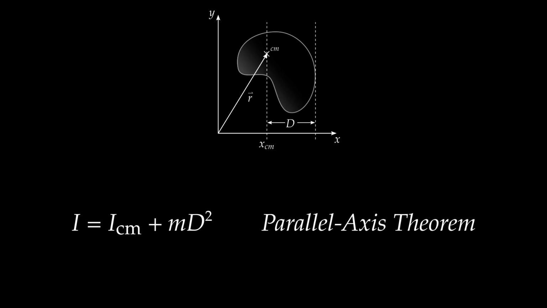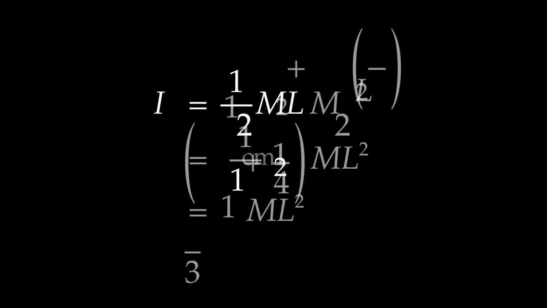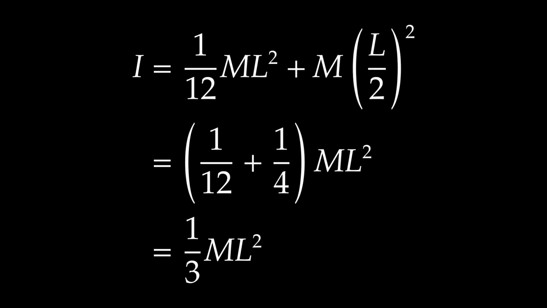What if I wanted to know the moment of inertia of a rod about one end? I already know what it is, it's 1/3. Well, let's say I didn't know. The moment of inertia of a rod about one end would be the moment of inertia of the rod about its center of mass, which in principle I do know, 1/12 ml squared, plus the mass of the rod times the distance between the center of mass axis and the new axis, which is the end of the rod, squared. That distance is L over 2, because I've got to go from the center of the rod to an end. So that is L over 2 squared. Well, a 12th plus a 4th is 1/3 ml squared.